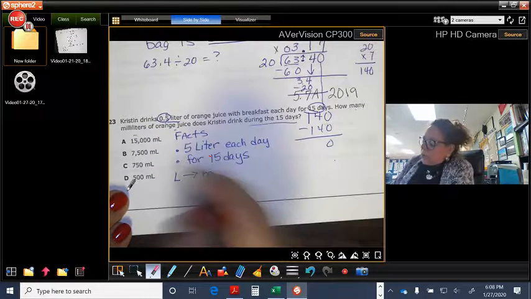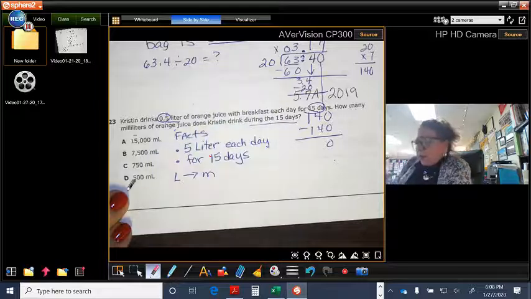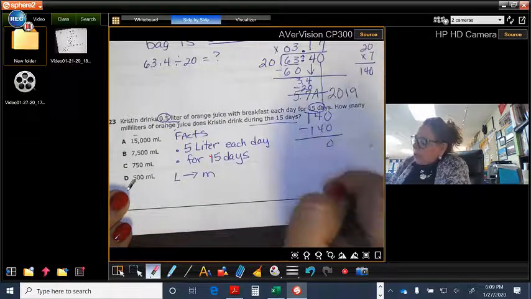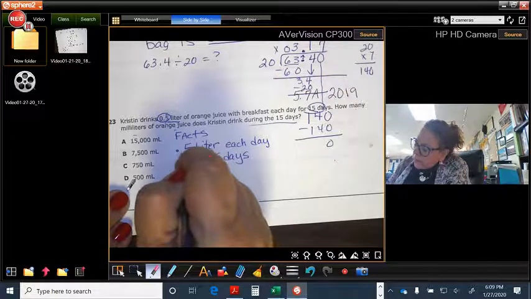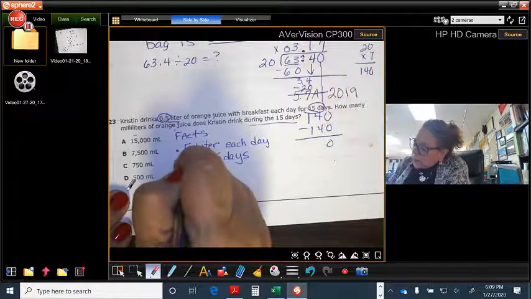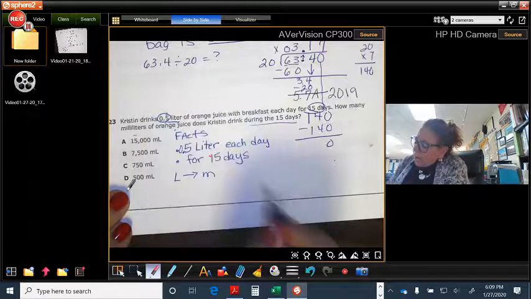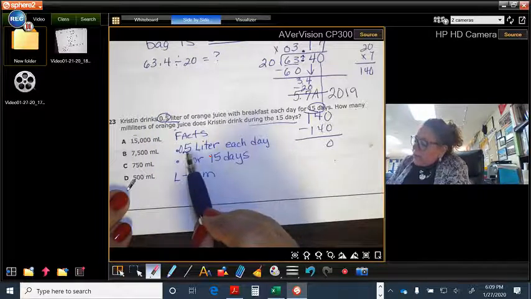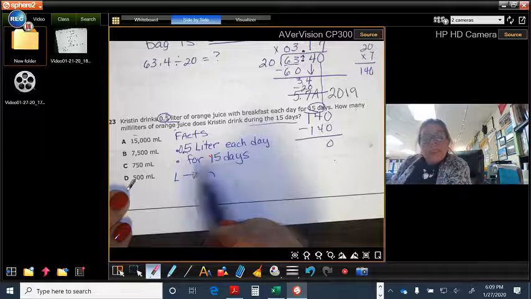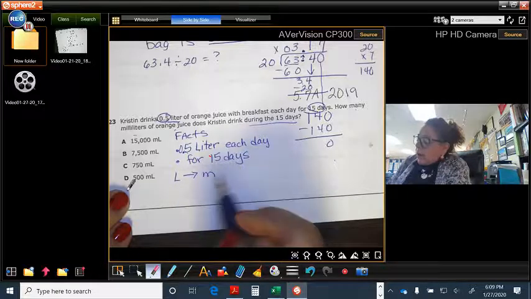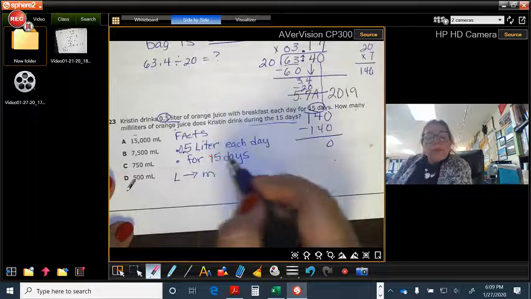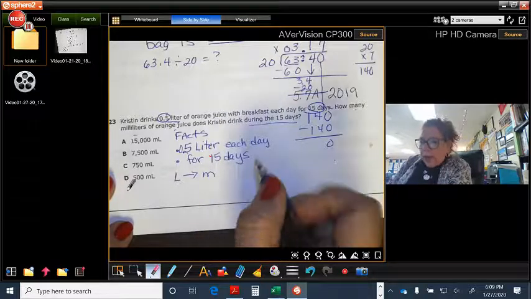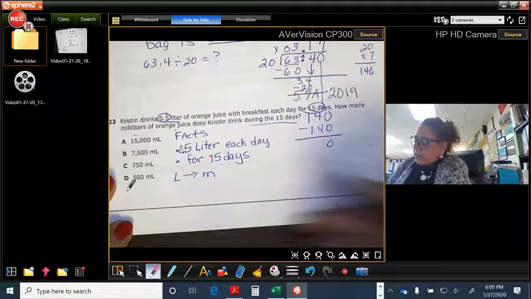All right, so I need to, first of all, and I could have done it that way. There's a couple of things that we could have done. I'll do it like this. So I have 5/10 liter each day for 15 days. And so I could multiply that out, or I can go ahead and convert it to milliliters and then multiply that out, because it will still work the same.